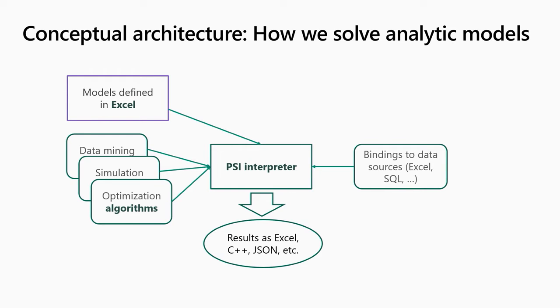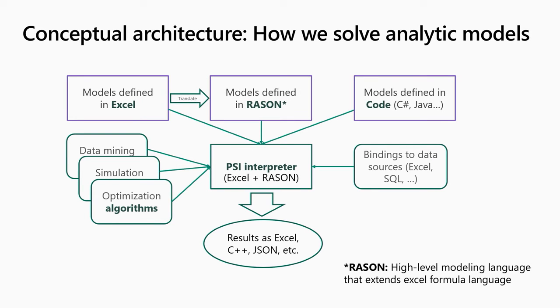In addition to defining your model in Excel, we let our customers define their models in two other ways. One is in this high-level modeling language we call RaiseOn, which we're going to talk about a little bit later. RaiseOn is an acronym for Restful Analytic Solver Object Notation. And then the third way that you can define your model completely outside of Excel is in code, in C++, C#, Java, R, Python, where we essentially expose a high-level object API that you can use to define decision variables and constraints and uncertain variables and things like that.